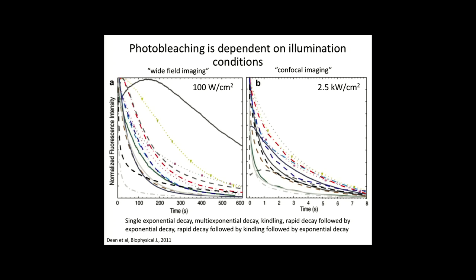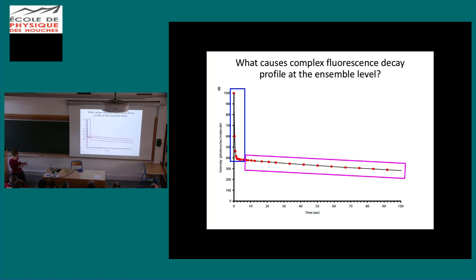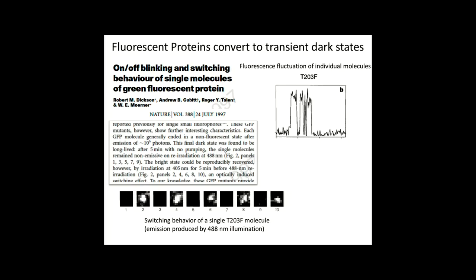Okay, and it actually gets worse because if you look at these fluorescence decay curves under different illumination conditions, lower intensity versus higher intensity, you see wildly different results. So there are single exponential decays, there's multi-exponential decays, there's kindling where it actually increases and then decreases. My favorite is over here. I think you get this rapid decrease followed by kindling, followed by photobleaching. Okay, so it's very complicated. Okay, so what causes this complicated behavior at the ensemble level? All right, we've referred to dark states.